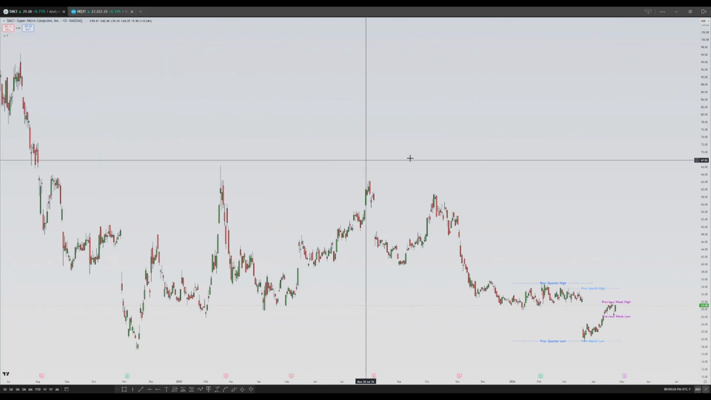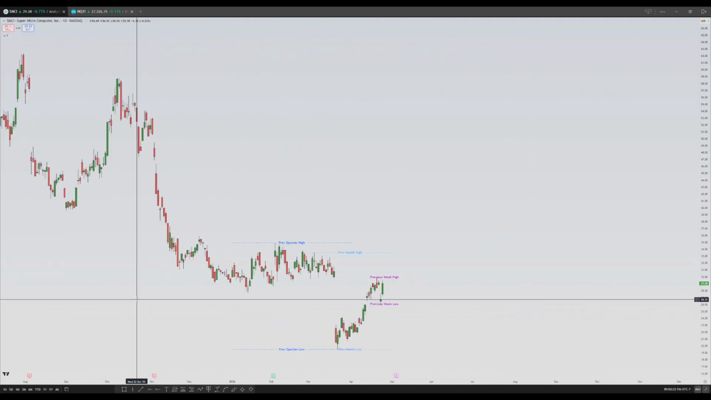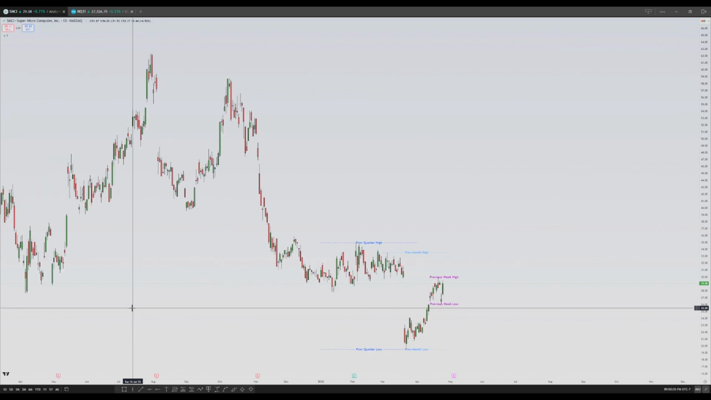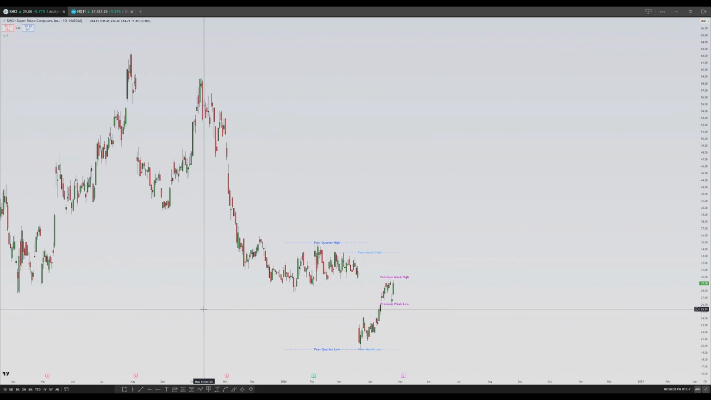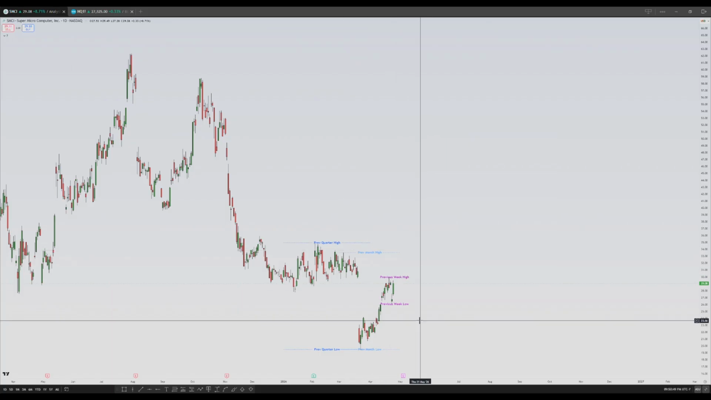Moving on to Super Micro Computer Inc. Looking for price to continue to trade higher. No reason to assume otherwise right now, unless using this entire imbalance as a reason as to why.